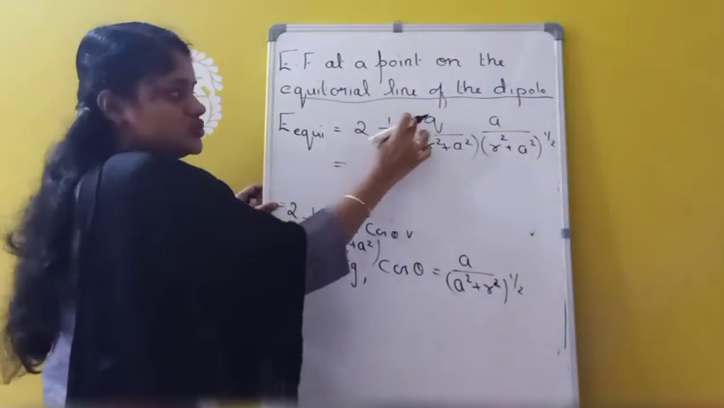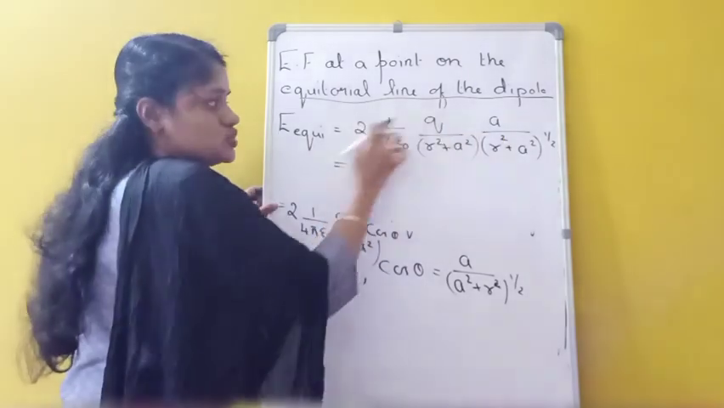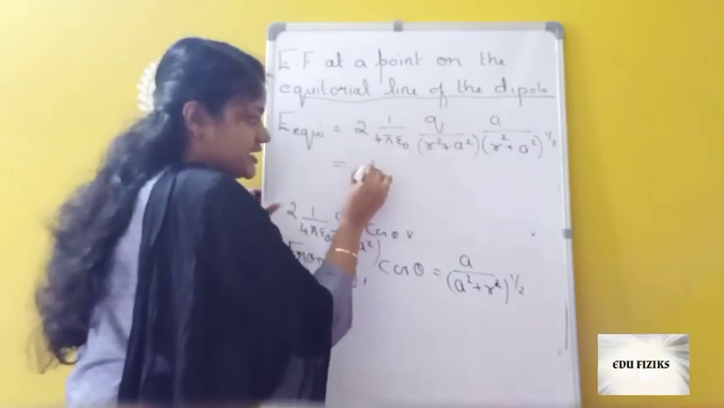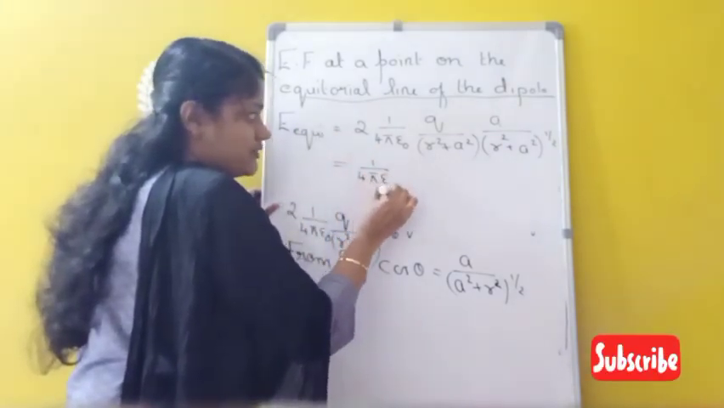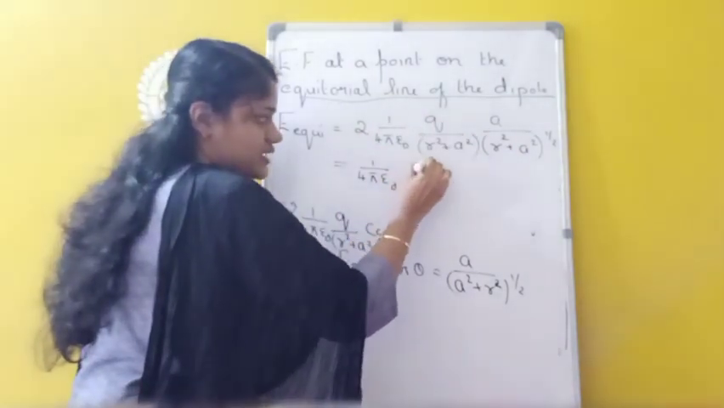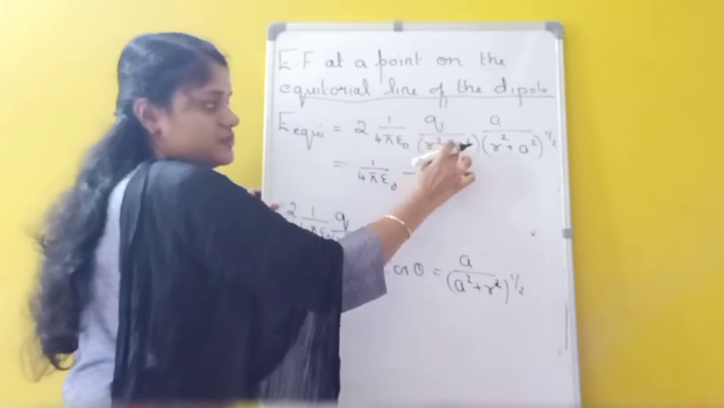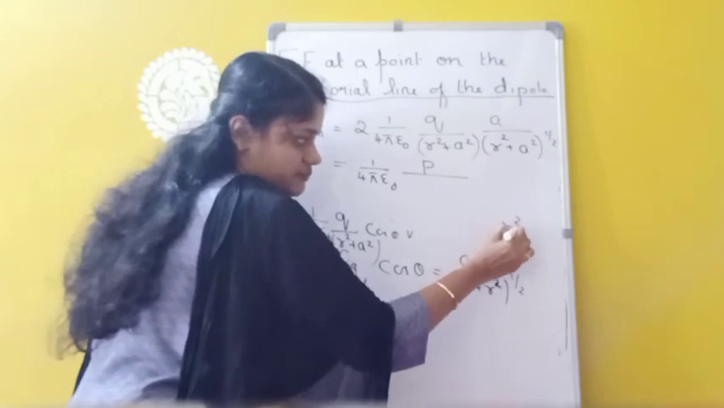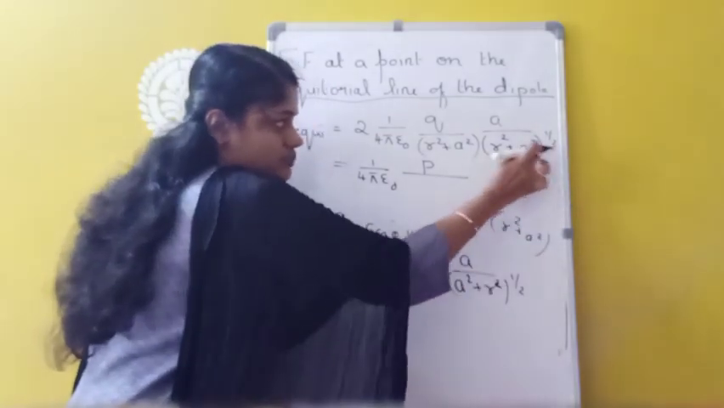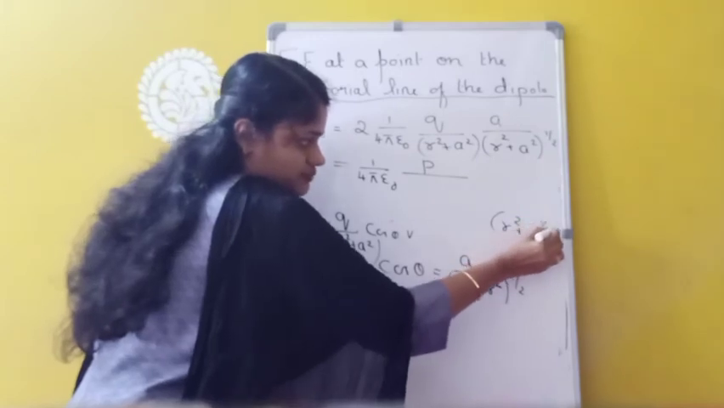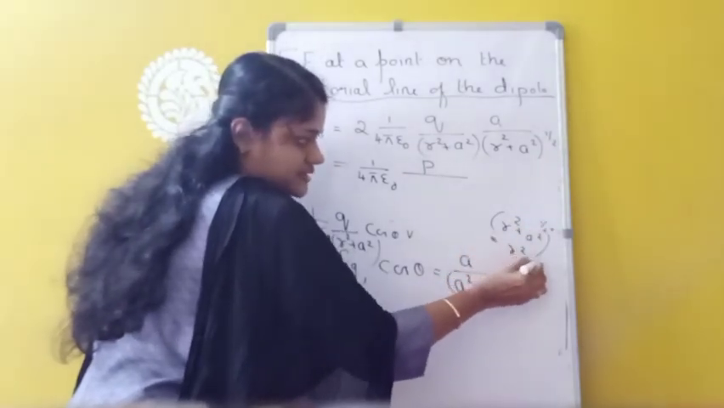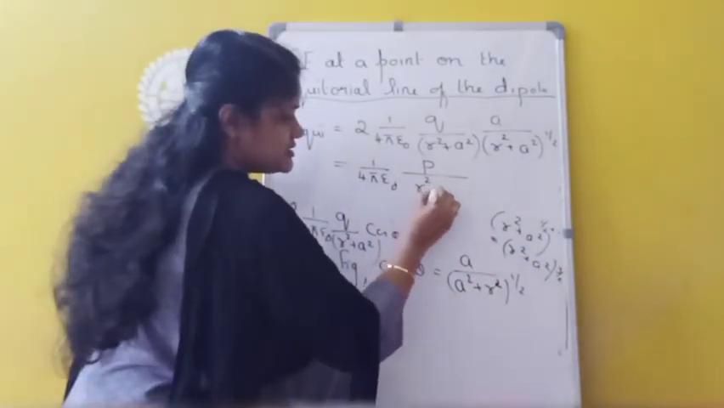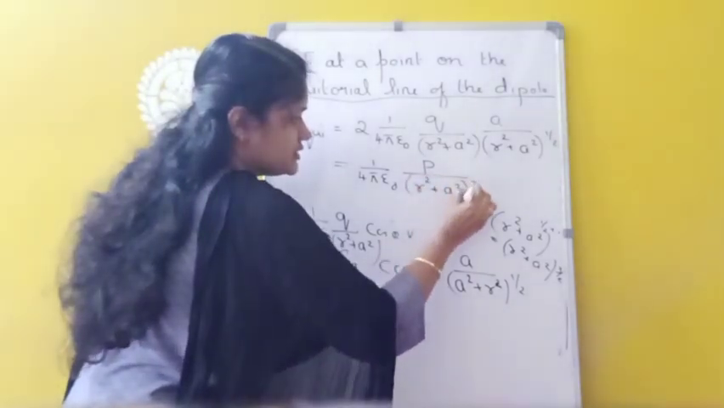That is equivalent to 2Q into A, that means dipole moment. Here 2A into Q, charge into distance, Q into 2A will give which quantity? P, dipole moment. So we can write 1 by 4 pi epsilon 0, instead of 2A into Q we write P, divided by R square plus A square into R square plus A square the whole raised to 1 by 2. That means R square plus A square the whole raised to 1 by 2 plus 1. What is 1 by 2 plus 1? It becomes 3 by 2. So R square plus A square the whole raised to 3 by 2.